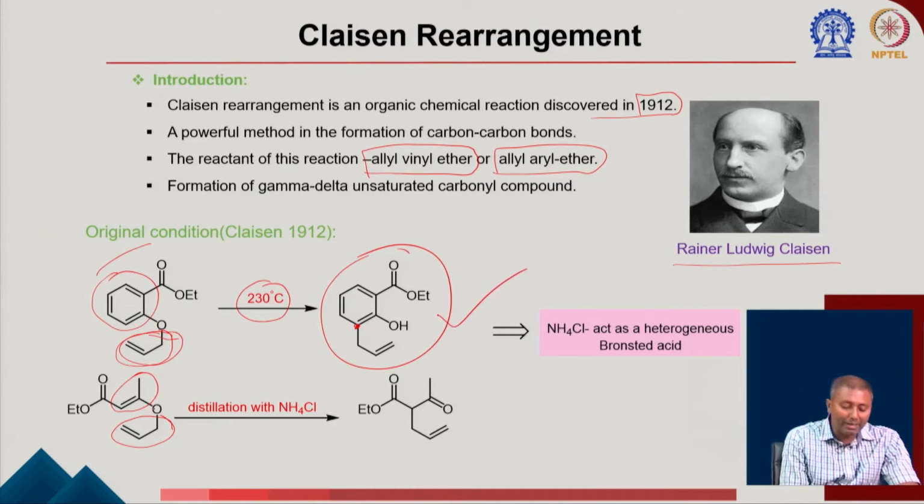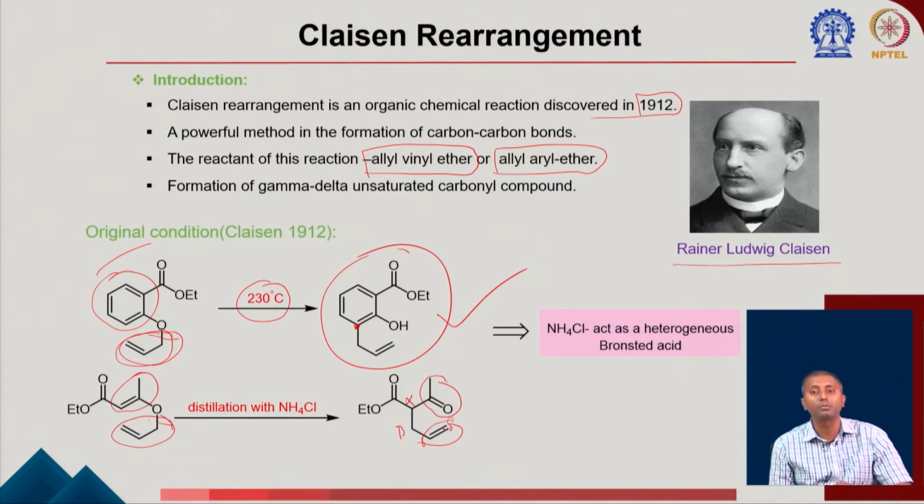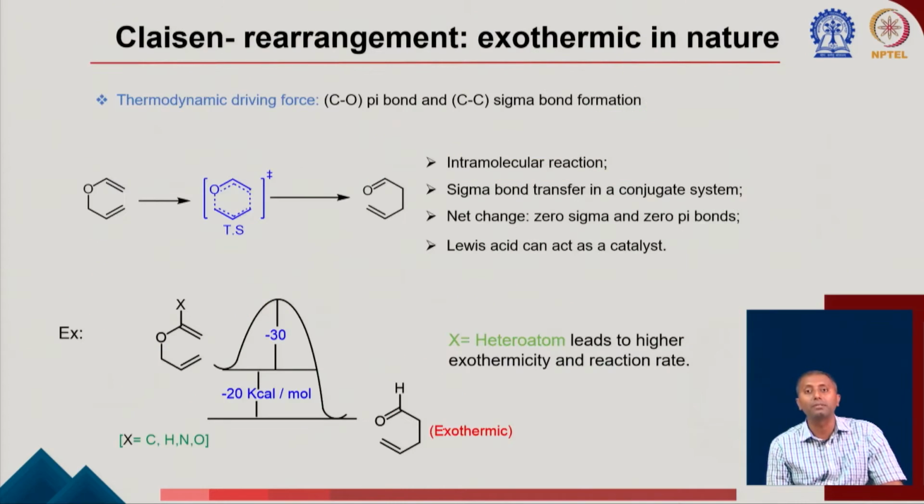In case of vinyl and allyl ether, what is happening here? In this reaction, there is a carbon oxygen double bond formation happening. There is a cleavage of this carbon oxygen single bond, and at the same time there will be a formation of a carbon carbon bond and a carbon oxygen double bond. If you talk about alpha, beta, then this is gamma and then delta. So it is a gamma delta unsaturated carbonyl compound which can be formed by Claisen rearrangement.